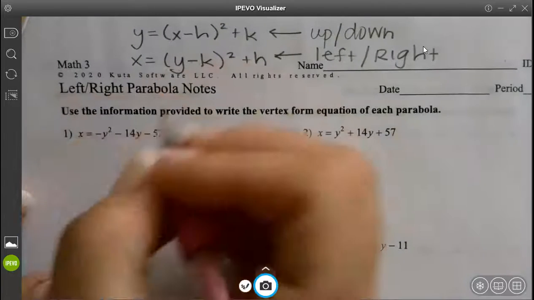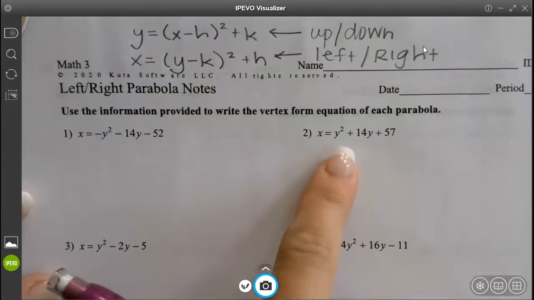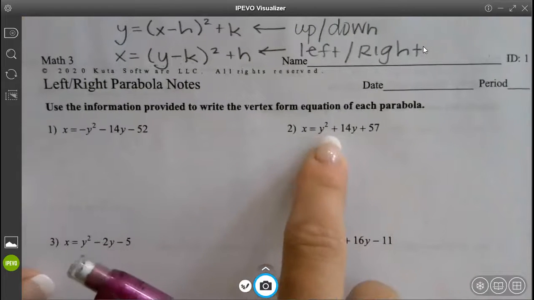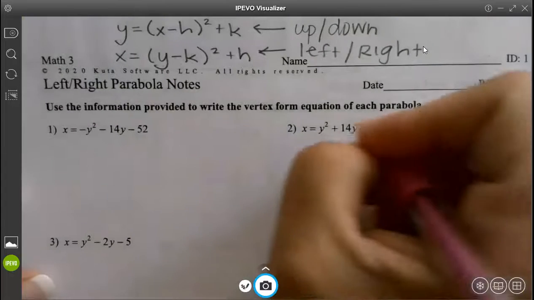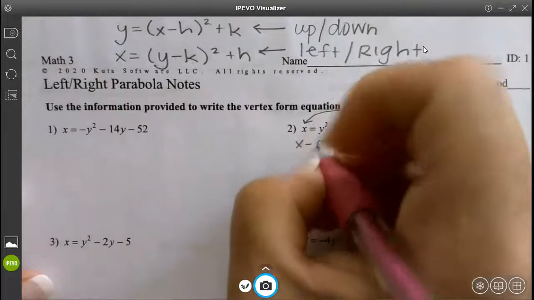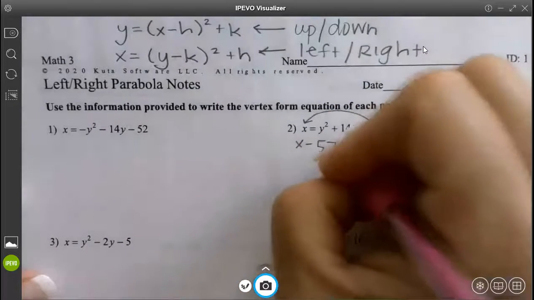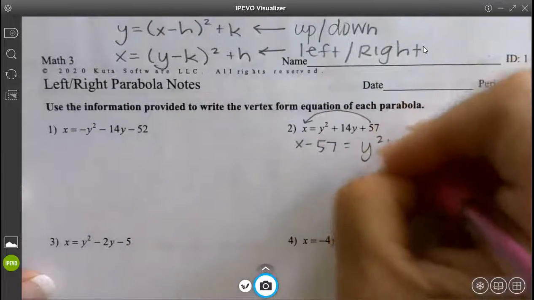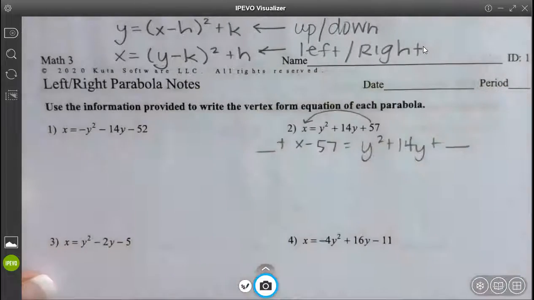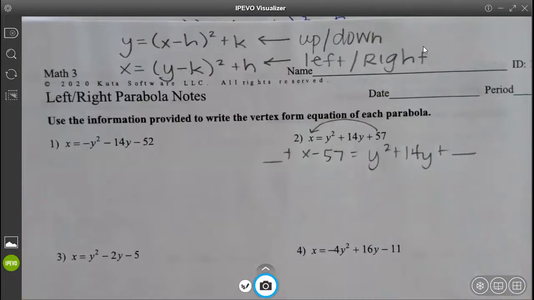So we have x equals negative y. Let's do this one first since it doesn't have the negative on it. We have the y squared. That's your automatic knowing that it's going to be a left-right parabola. So we're going to do the same thing that we did the other day. We're going to move this 57 over by subtracting it. Rewrite the rest and put in your blanks. Again, no different than what we've been doing, just the letters are switched. That's it.